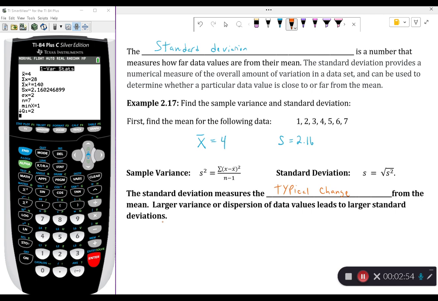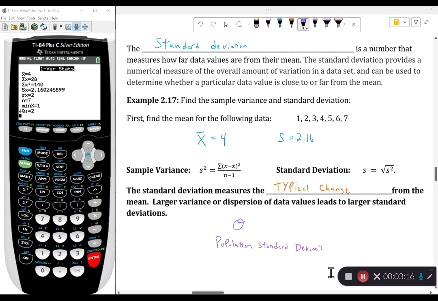So there are 2 different types of standard deviations in the calculator. The sample standard deviation is the letter S, but we could also find the population standard deviation. The population standard deviation is the sigma symbol. And you'll notice that the population standard deviation is always a different value than the sample standard deviation. In this case, sigma is 2 and S is 2.16. So the sample standard deviation will always be larger than the population standard deviation.